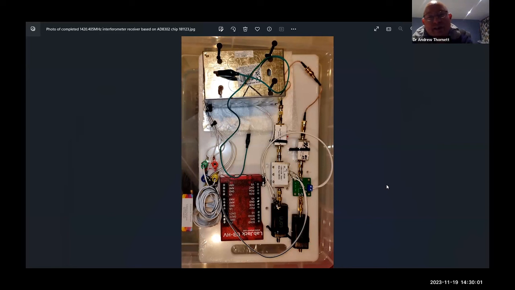It's an attempt to try and narrow the wavelength a bit, but those two white things nearest the silver box are further filters, which could take down to about 50 megahertz, I think it is. Is it 50 megahertz? Yeah, 50 megahertz, I think, around the hydrogen frequency, 1,400 to 1,420.